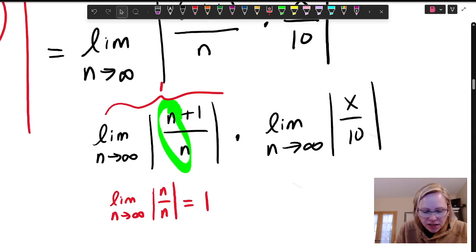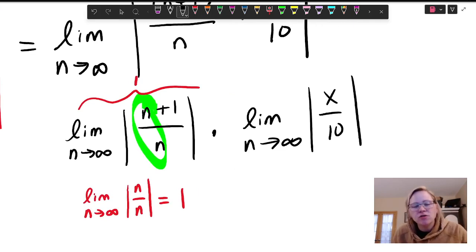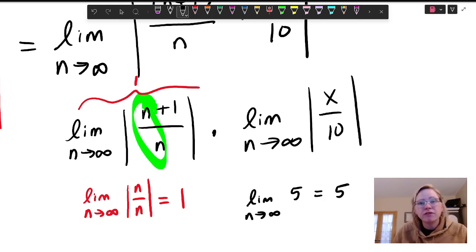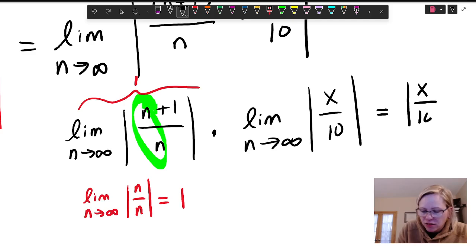Now, the second limit is simply going to be the absolute value of x over 10, because there is no n to consider there. You can think of that as an independent constant. If you remember when we had the limit as n approached infinity of 5, we said the limit of a constant is just a constant. It's the same thing. x and 10 are not related to n. And so the limit as n goes to infinity is simply going to remain the absolute value of x over 10.